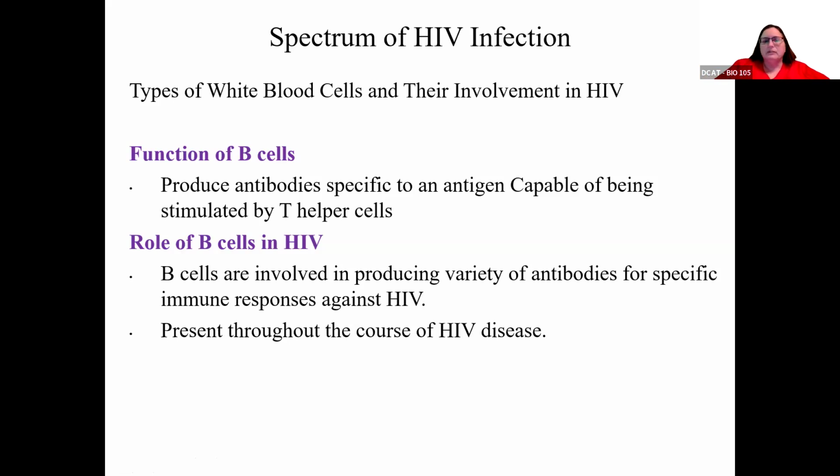So the role of the B cells in HIV. The B cells are involved in producing a variety of antibodies for a specific immune response against HIV, and they're present throughout the course of the HIV disease. So if the B cells are responsible for producing various antibodies and they're being destroyed, then the body can no longer possibly produce those antibodies against different microorganisms to be able to fight off infection.